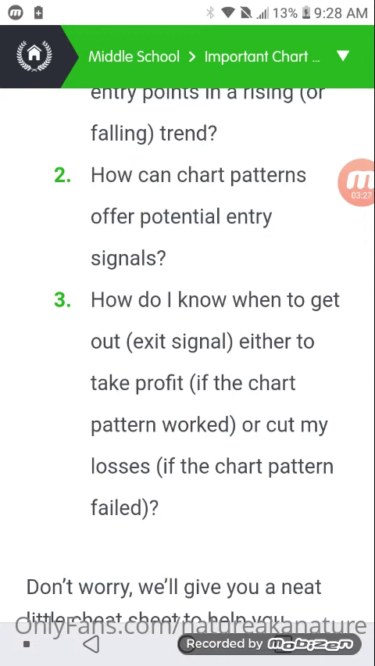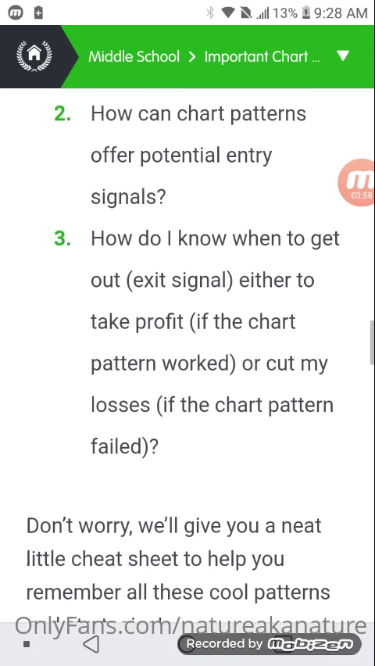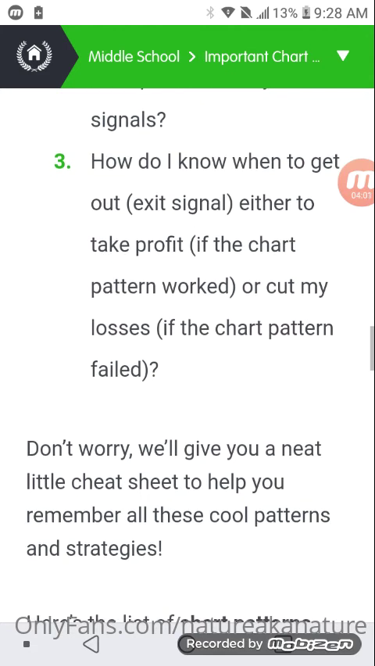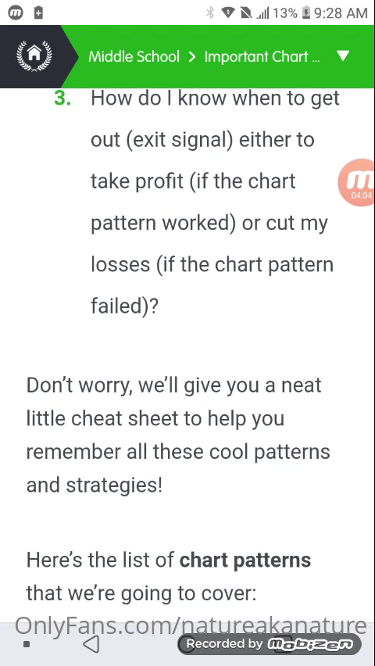So don't worry. Before we get done with all these important chart patterns, you're going to know how to identify the trade, how to identify the signals for different chart patterns, how to get in a trade, and when to get out of the trade, your exit strategies. You want to know all of that. If the pattern is a fake out, you're going to know that, and how to cut your losses and get back in the opposite direction, because why not? Don't worry, we'll give you a neat little cheat sheet to help you remember all these cool patterns and strategies.